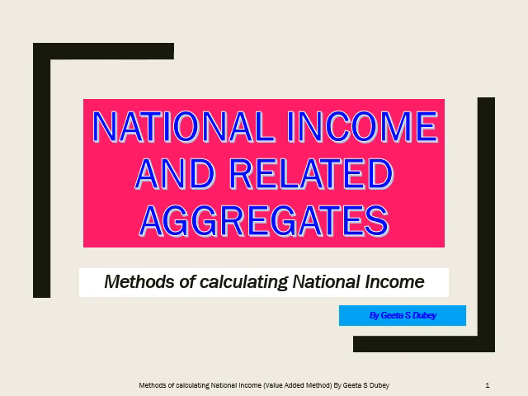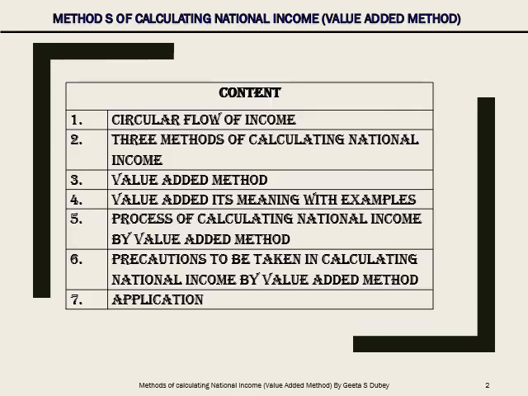Children, after reading the various concepts related to national income, let us now study the methods of estimating national income. Today's class, we will be discussing the circular flow of income that you have studied in the past, identify the three methods of calculating national income, and then focus down on the value-added method, which is also called the production method. We will understand the term value-added with the help of examples, and finally, we come to the process of calculating national income via the value-added method.